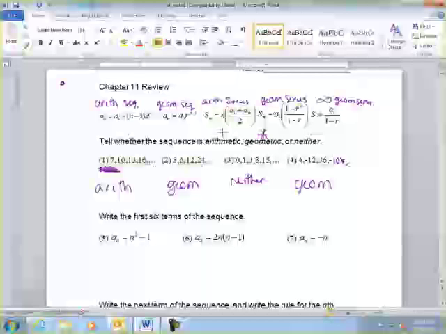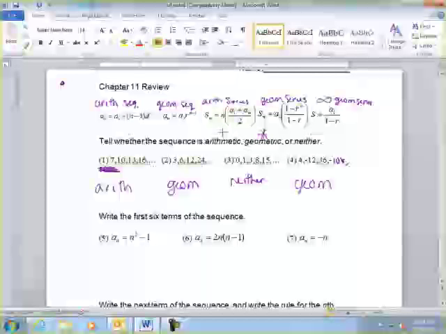So make sure, you don't need to, since it doesn't say explain. If the directions would say explain, then you would need to tell what the difference or the ratio was. So just make sure you know those 2 terms and can identify when to use them.